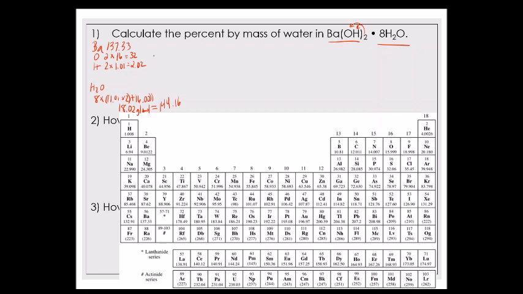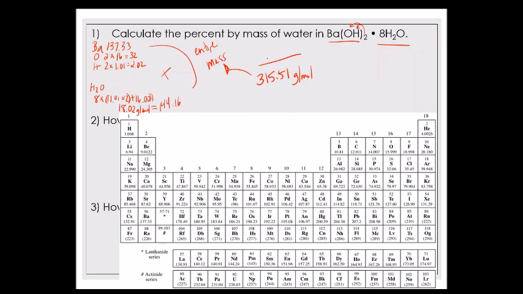144.16, okay. And then we add all this together to get the entire mass. We need the entire mass because we're going to do the mass of the water divided by the entire mass times 100. So 137.33 plus our 32 plus 2.02 plus the 144.16. Did you get 315.51 for your entire mass? 315.51 grams per mole. That's going to be the entire mass right here.